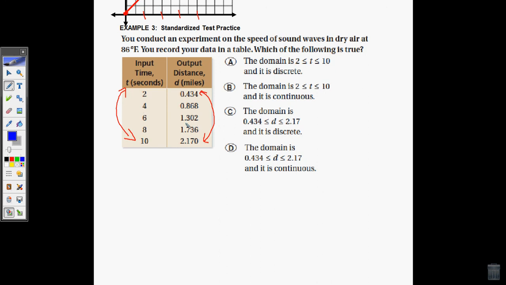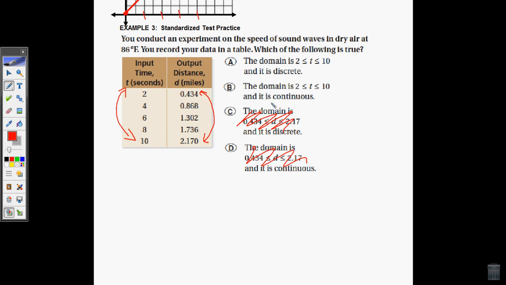Is it the output? Well, I really hope that from the last one we were able to really grasp the concept that the domain is the input values, the x values. So that means that we shouldn't even be looking at C or D. We should know for a fact, because A and B are talking about the actual domain, that we just need to now discern, is it discrete or is it continuous?